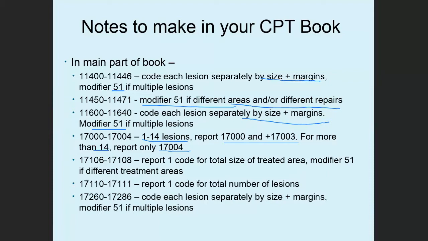17106 to 17108, report one code for total size of treated area and modifier 51 for different treatment areas. This is not size, this is area. 17110, 17111, one code for total number of lesions. 17260 to 17286, each lesion separately by size plus margins, and a modifier 51 if needed.